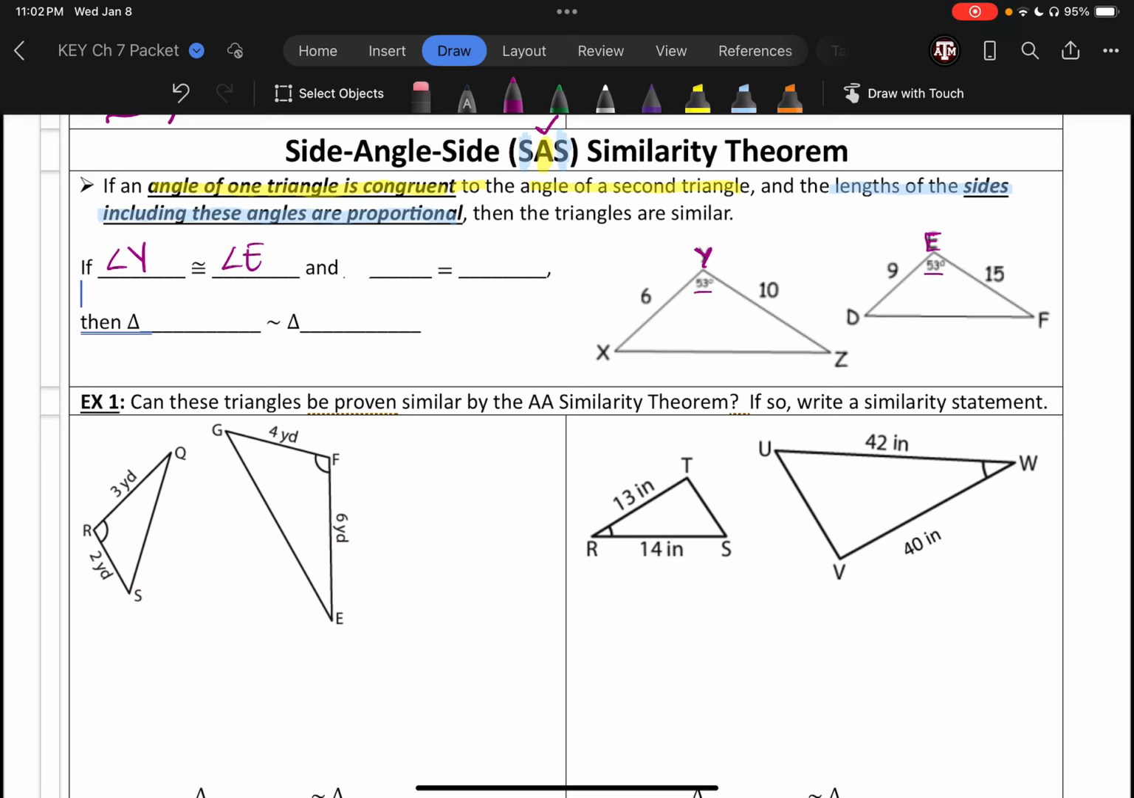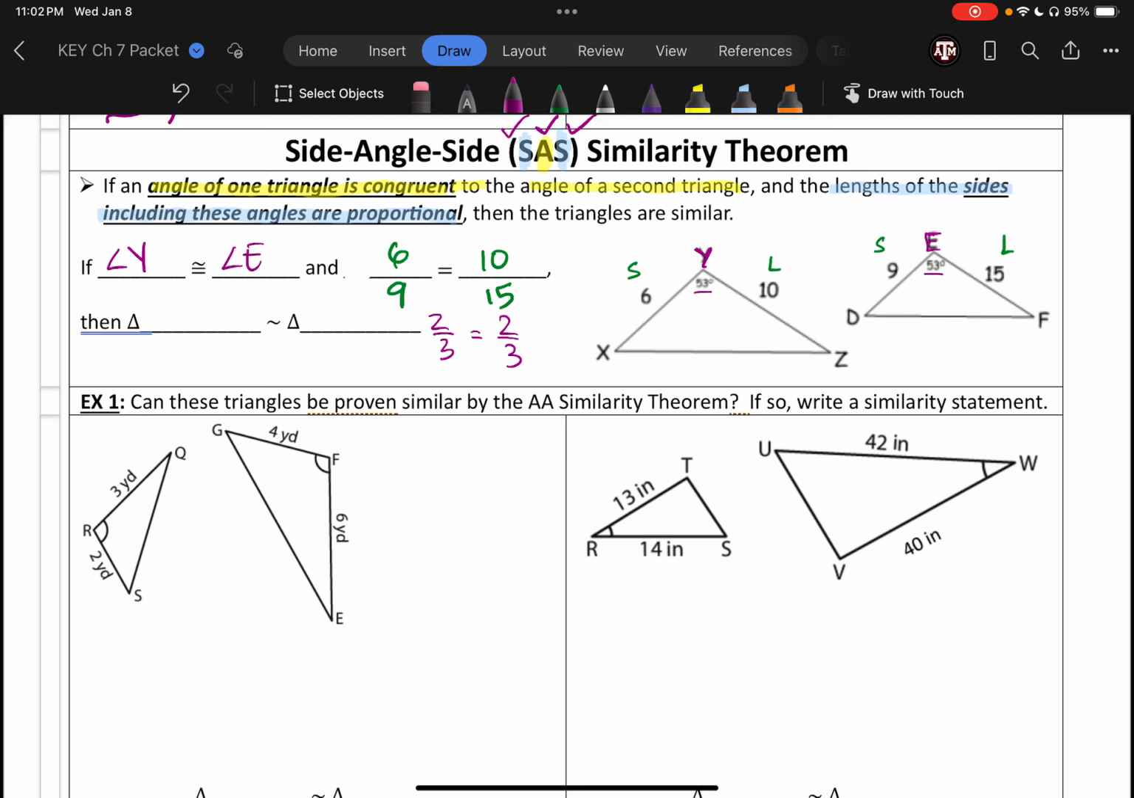So that takes care of the angle part. Now we need to talk about the sides. The sides need to be positioned in such a way that the angle is in the middle. And we do see that here, right? Between the 6 and the 10, the smaller one would be this one, the larger one's this one. In the second triangle between 9 and 15, this is my smaller, this is my larger. So let's do small over small. So 6 over 9 would have to be equal to 10 over 15, right? So we would need to see, are my sides proportional? 6 over 9 simplifies to 2/3. 10 over 15 is 2/3, right? So that takes care of our sides.